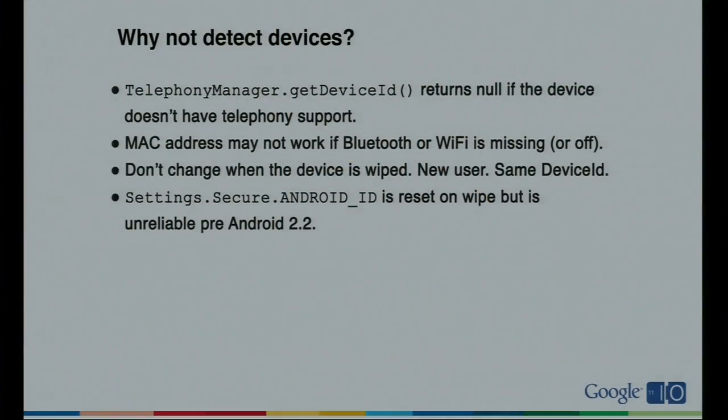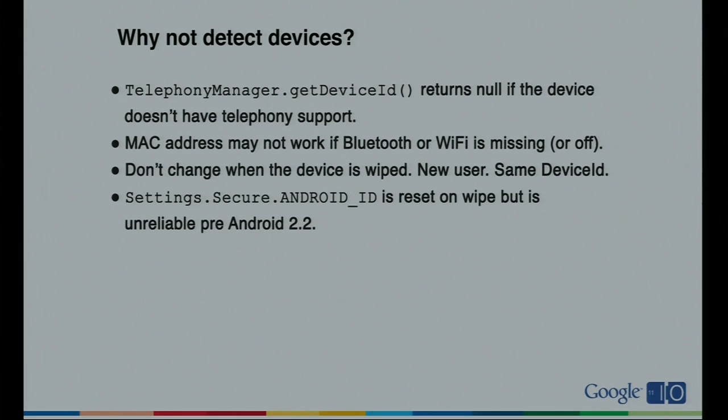The first reason is that it's actually quite difficult to do. You can call get device ID on the telephony manager, but if there is no telephony, it will return null. You can say, okay, well, if the telephony manager returns null, then maybe get the MAC address. If Bluetooth's turned off or Wi-Fi's turned off, that also might return null.